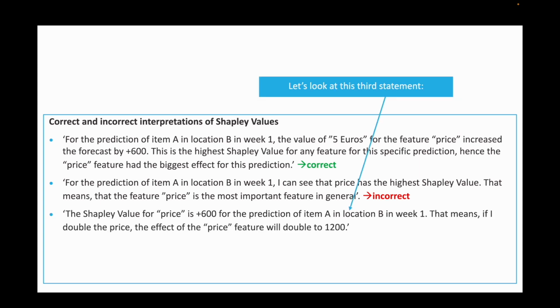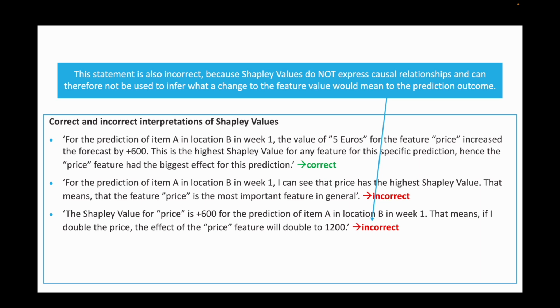Let's look at this third statement. The Shapley value for price is plus 600 for the prediction of item A in location B in week 1. That means if I double the price, the effect of the price feature will double to 1200. This statement is also incorrect because Shapley values do not express causal relationships and can therefore not be used to infer what a change to the feature value would mean to the prediction outcome.